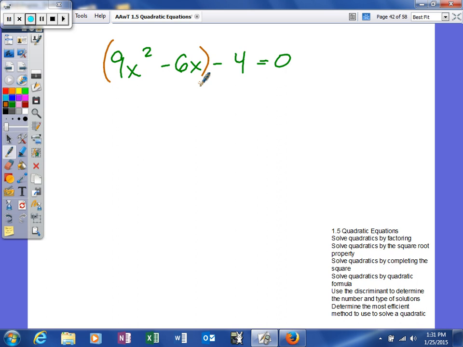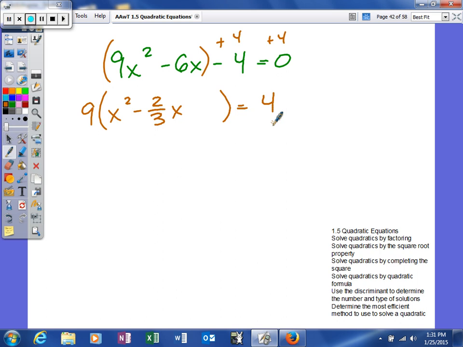Again, I'm going to go ahead and group my variables and move that 4 to the other side. So I'm going to factor out my leading coefficient. Oh yeah, sorry, there should be a 2 on the top. So it'll look a little something like this.